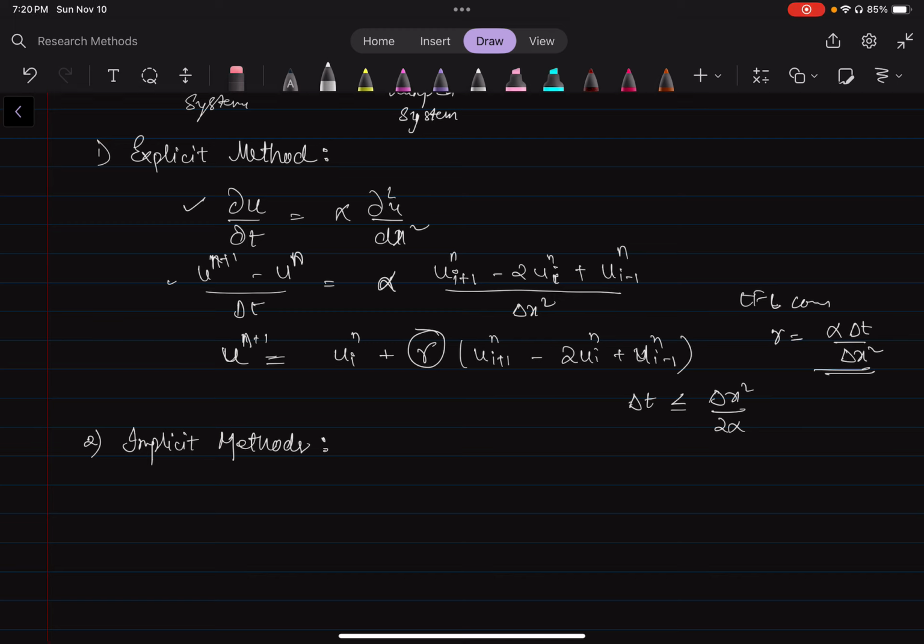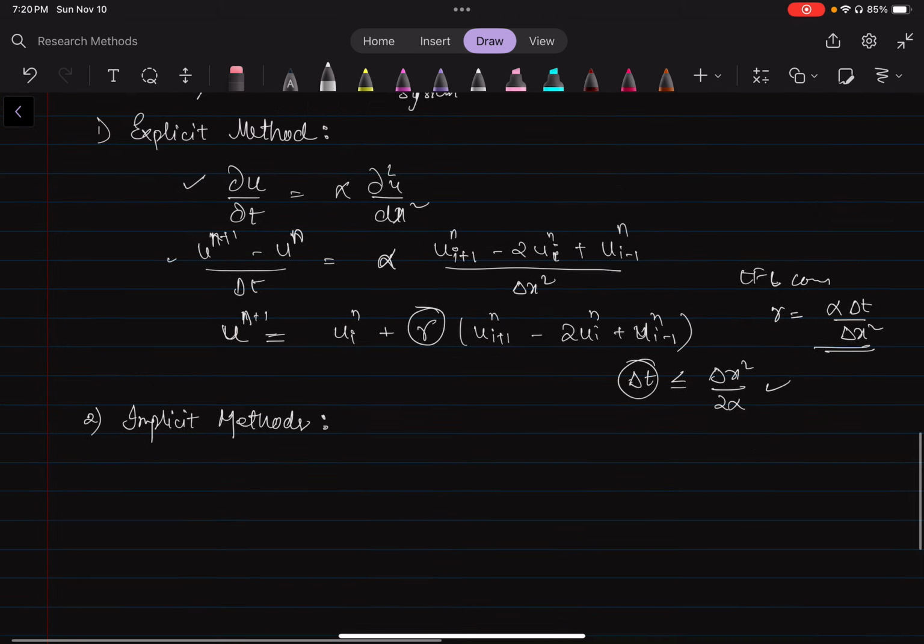But the issue with this is, as we decrease the spatial step, so the points are closer and delta x is small, this condition constrains delta t as well. So this particular ratio should be satisfied.